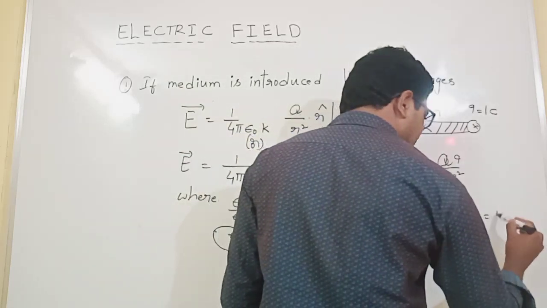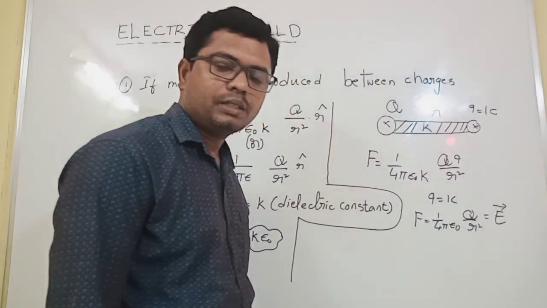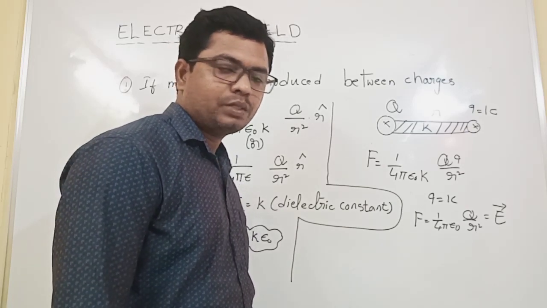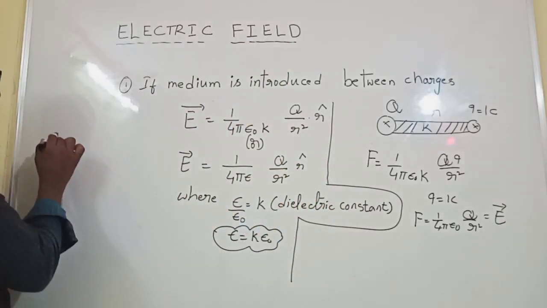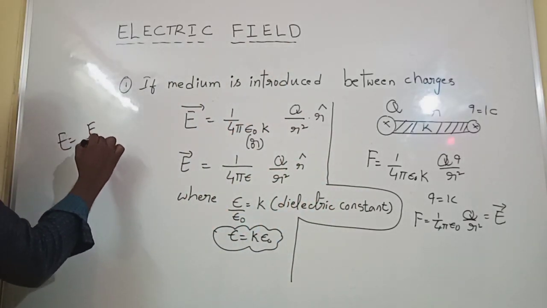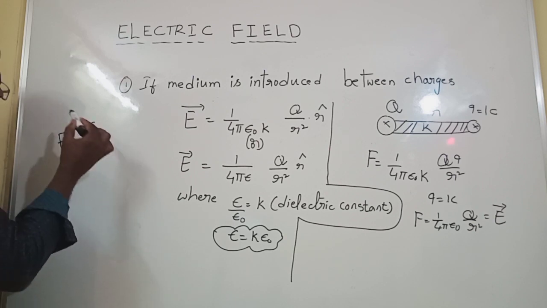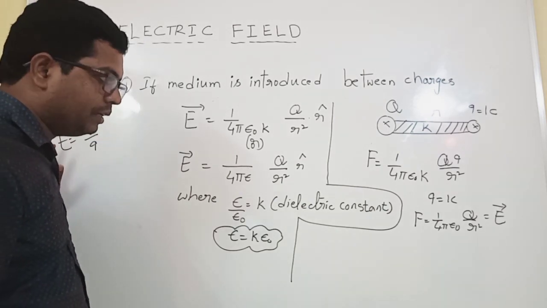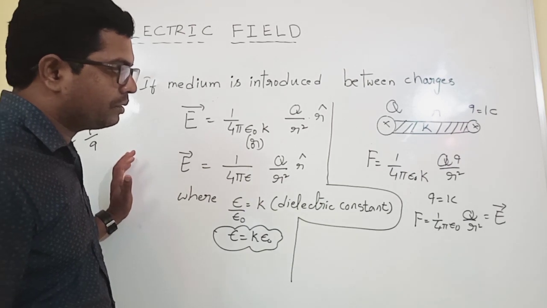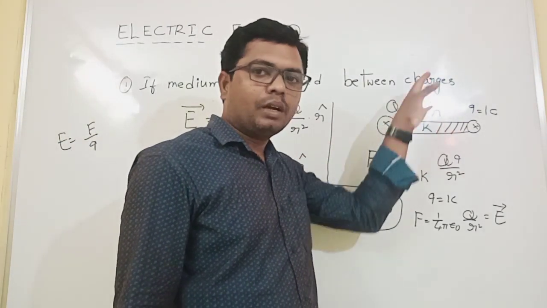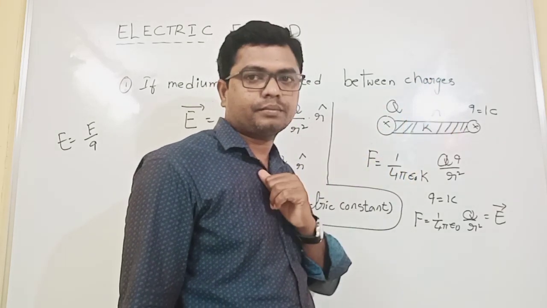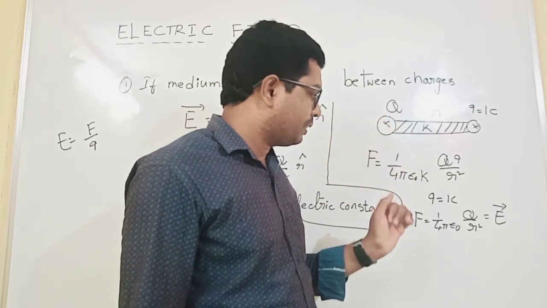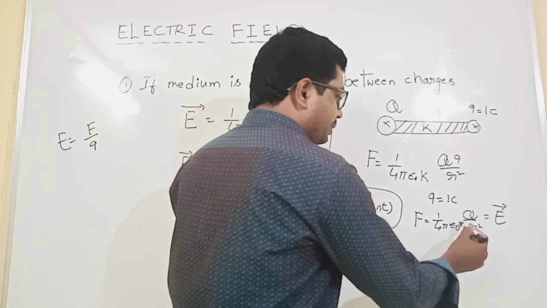This is nothing but the electric field. The force experienced by a unit positive charge is called the electric field. That is why I wrote that electric field E is equal to F by Q. It means the force per unit positive charge is called the electric field. Suppose between these two I introduce some other medium. That medium has dielectric constant K. Now the new electric field, here I am going to write K epsilon naught.